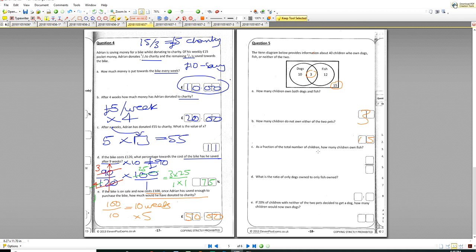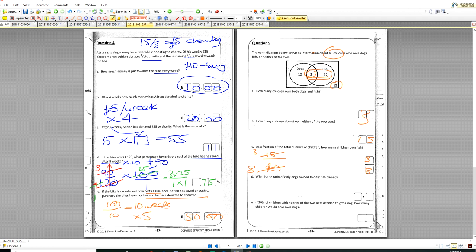As a fraction of the total number of children, how many children own fish? So how many children own fish for part C? We've got to do here the 12 plus 3. So we've got 15 students in total that own a fish, divided by the total number of children, which is 40. Okay, I'm going to rub that little fish diagram out because that just confuses it. And we want to say as a fraction, so we need to start cancelling this fraction down. So we divide that by 5, we divide that by 5, so that gives you 3 over 8.